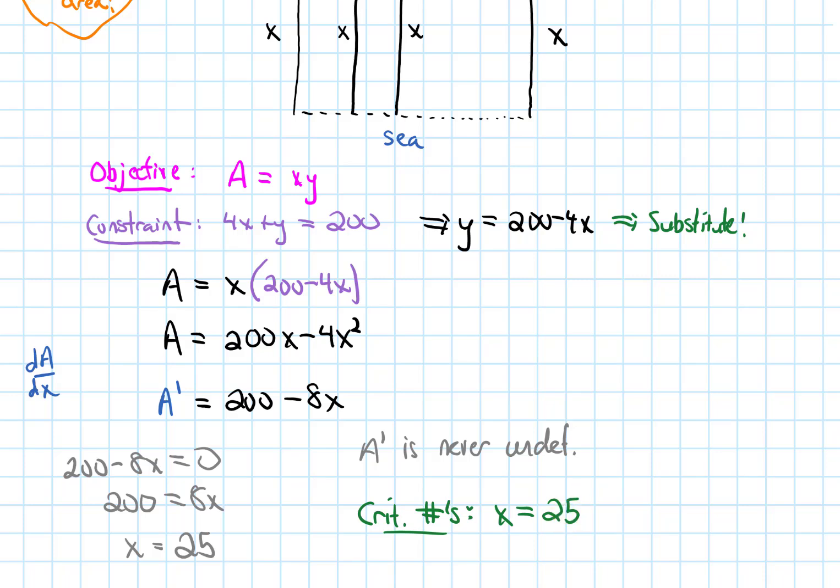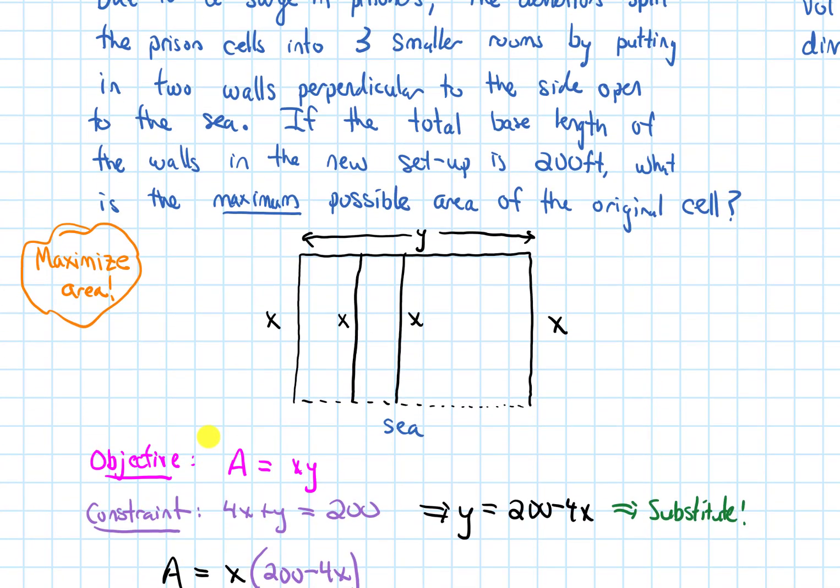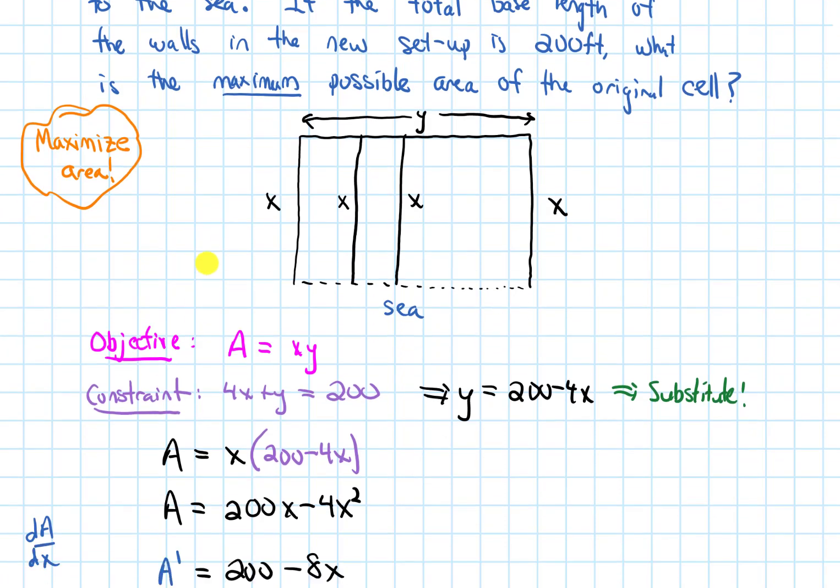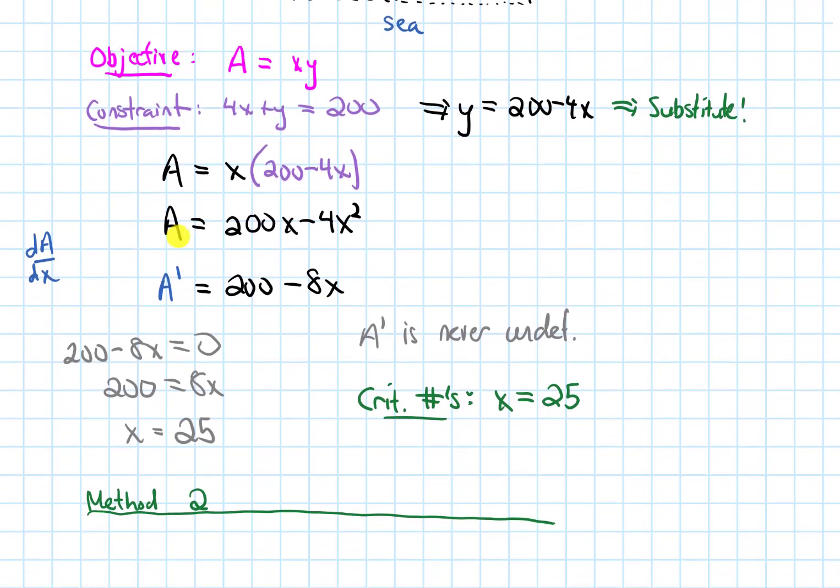So we now need to test to see whether our critical number corresponds to a max or a min. Remember, in this problem, I'm trying to find a max. In the last video, we talked about 3 ways we could test our critical numbers. There was method 1, which is the closed interval method. There was method 2, which is what I'm going to do here. Method 2 was to use the first derivative test.